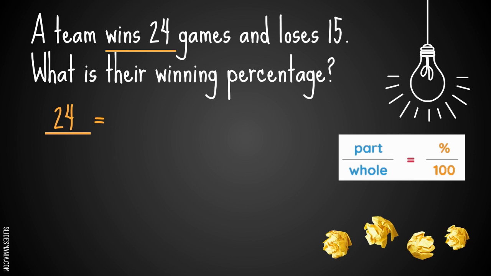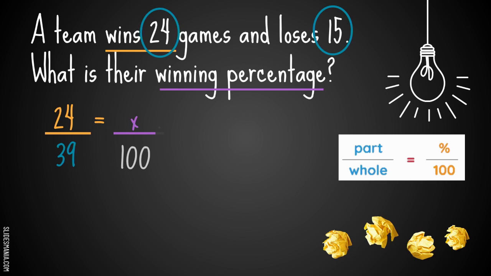Then you want to know the whole, el total. So you need to add our two numbers together. Necesitamos sumar. The total or the whole number of games is 39. Do you know the percent? No sabemos. What is it? Put the variable, put x. And don't forget about the 100.